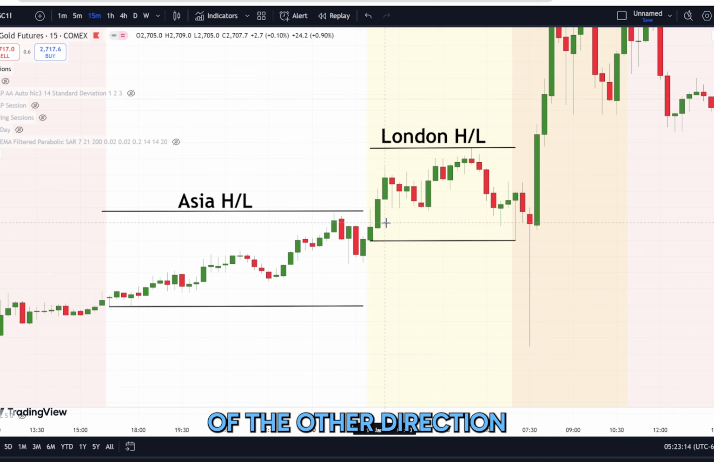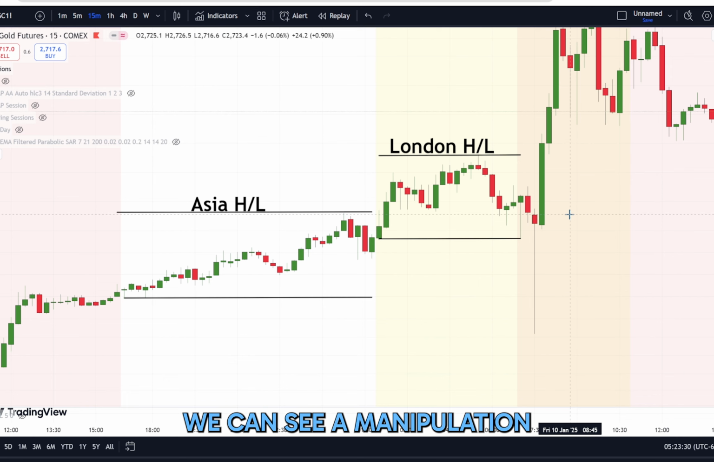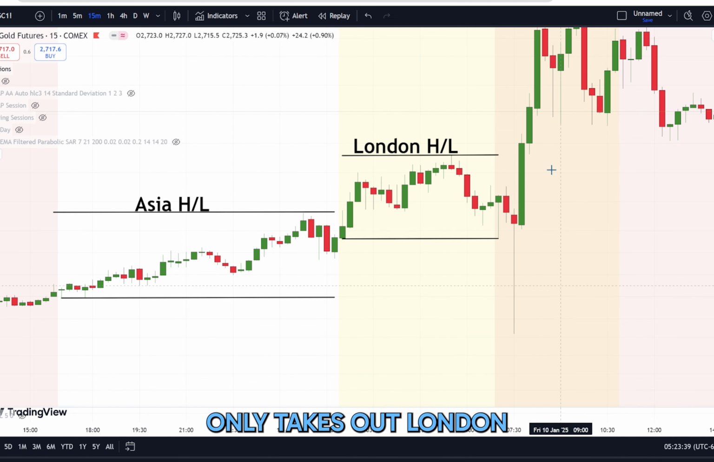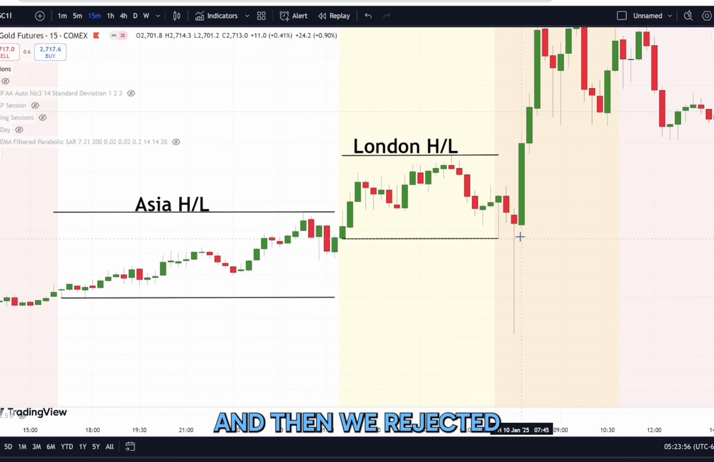So here we can see that once we took out Asian high, we started to reject a little bit, but not all of the way. Now sometimes during New York, we can see a manipulation of both London low and Asian low at the same time. Usually New York only takes out London, but sometimes it could take out both Asian and London low. So as we see with this candlestick right here, we took out both of the lows and then we rejected all the way back up here.